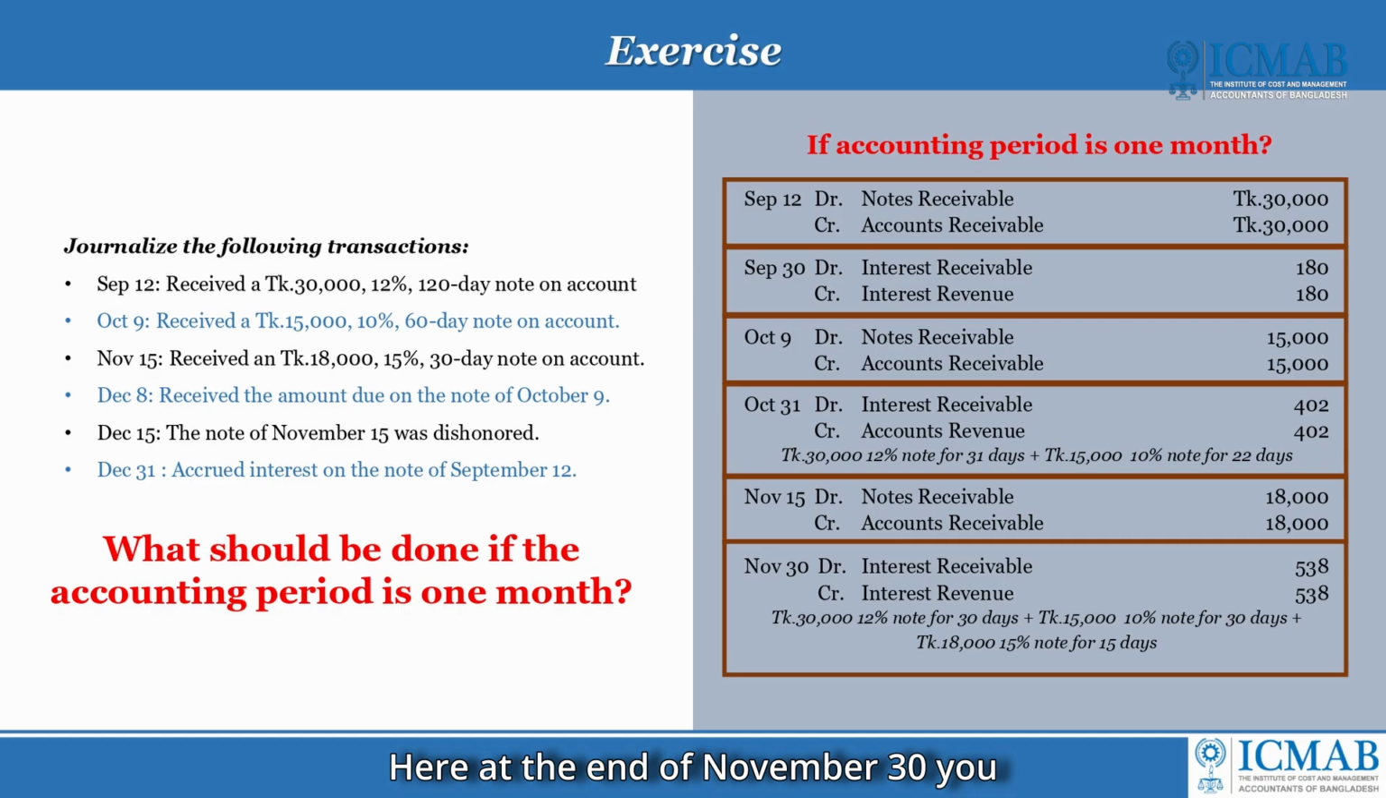Here at the end of November 30 you have total 3 notes. First note consists taka 30,000, the value of second note is 15,000 and the value of the third note is 18,000. So you can determine the total interest revenue like 30,000 taka into 12% into 30 days divided by 360, 15,000 taka into 10% into 30 days divided by 360, and then 18,000 taka into 15% into 15 days divided by 360. Then the total summation of this value should be 538. So you should give the adjusting entry like interest receivable account debit 538 and interest revenue account credit 538.